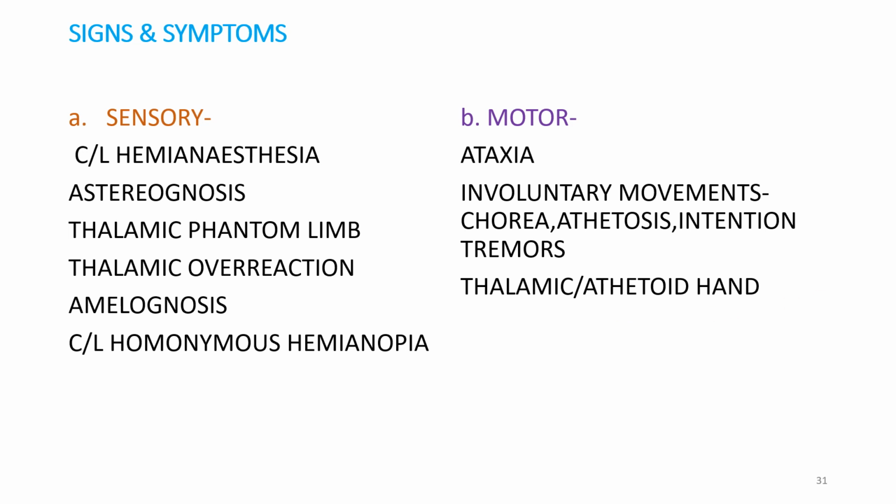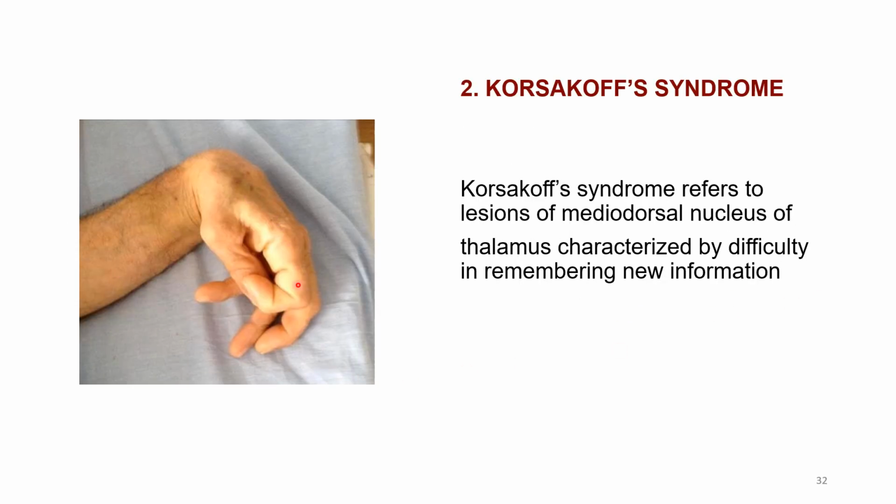So you can see this thalamic hand here. It is like this. At the wrist it is flexed. And the fingers are positioned like this. So there will be flexion at the wrist joint, and flexion of the hand at the knuckles, and extension of the interphalangeal joints.